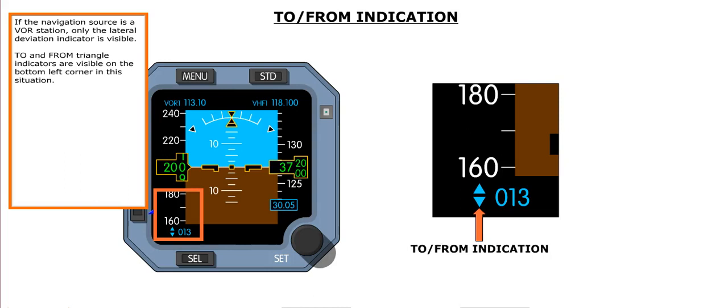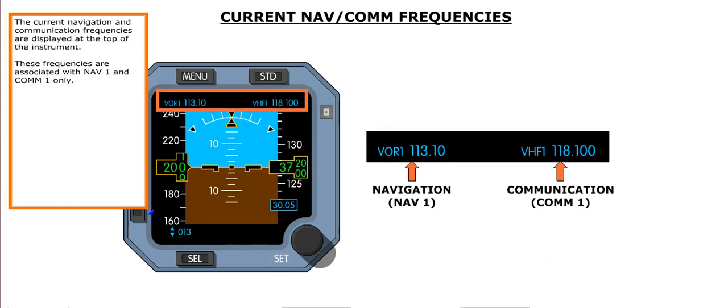In this situation, the current navigation and communication frequencies are displayed at the top of the instrument. These frequencies are associated with NAV1 and COM1 only.